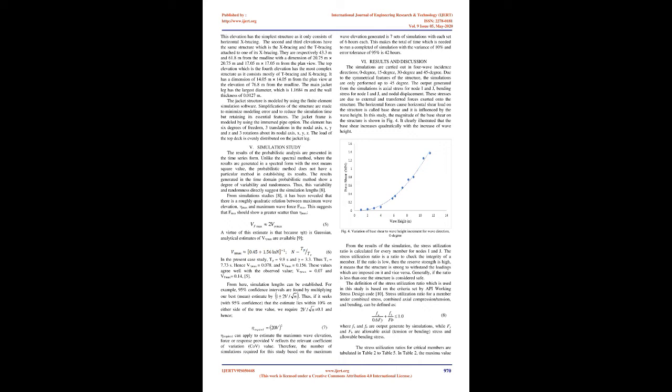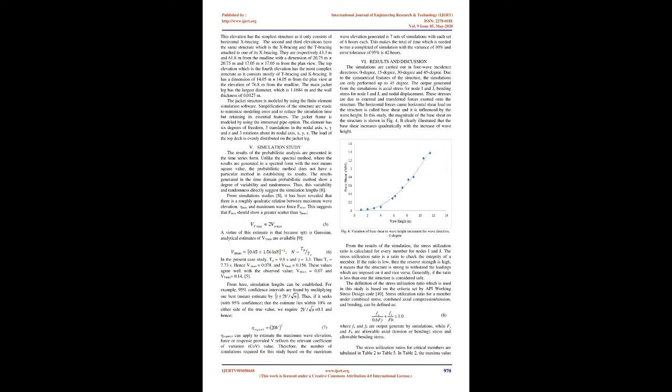5. Simulation study. The results of the probabilistic analysis are presented in the time series form. Unlike the spectral method, where the results are generated in a spectral form with the root mean square value, the probabilistic method does not have a particular method in establishing its results. The results generated in the time domain probabilistic method show a degree of variability and randomness. Thus, this variability and randomness directly suggest the simulation lengths [8].